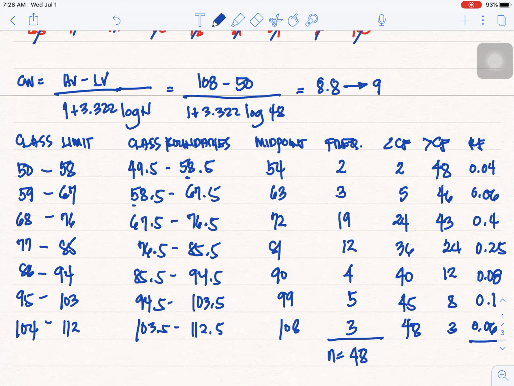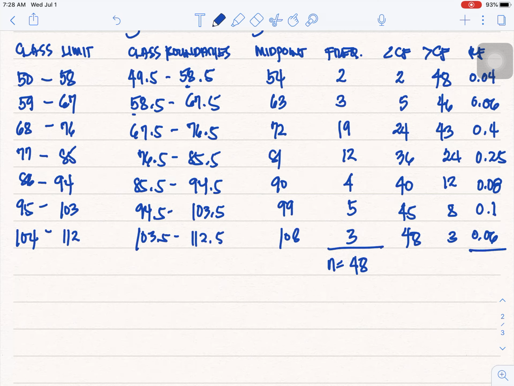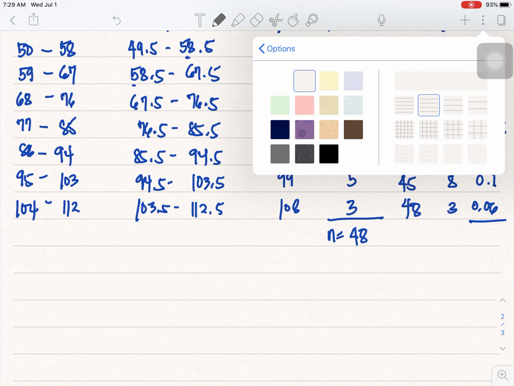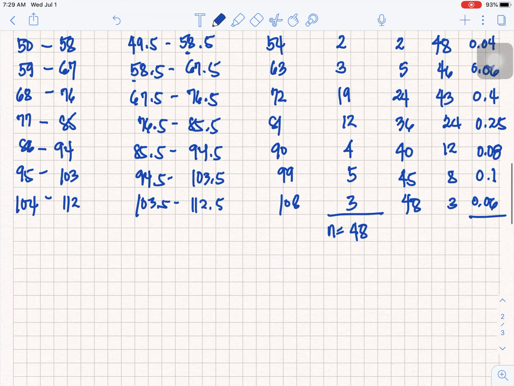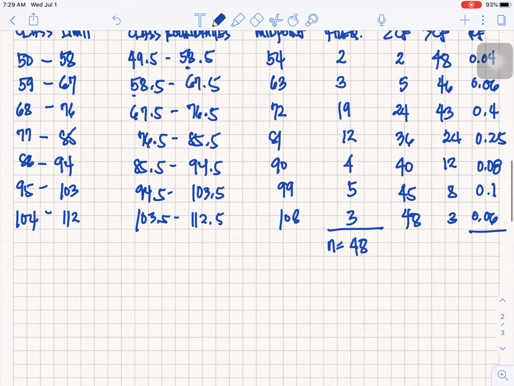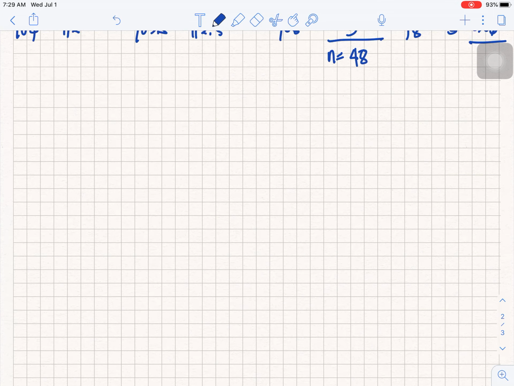So we can now develop our histogram and polygons, of course. Let me just change this to graph. There you go. Let me make it smaller. So our highest frequency is 19. So we have here, let's say, 16, 18, 20.